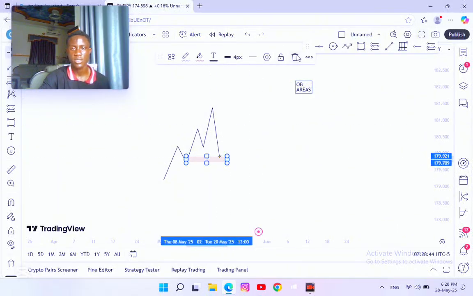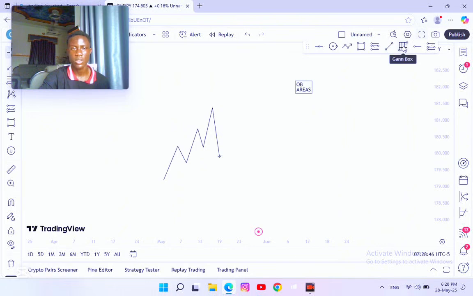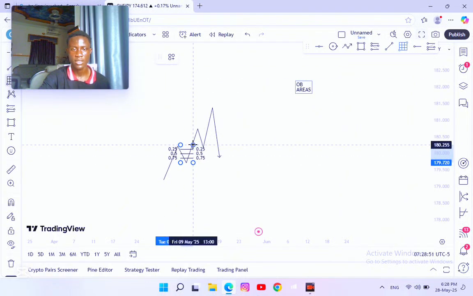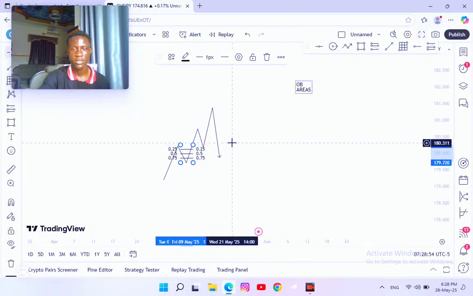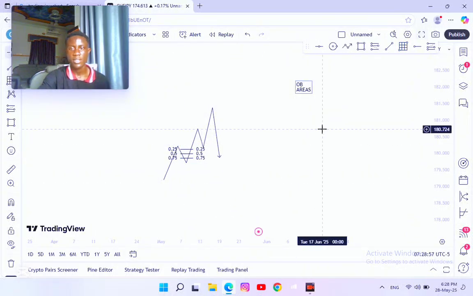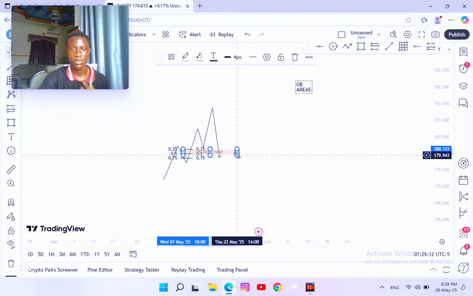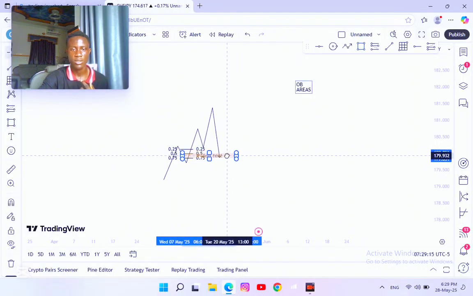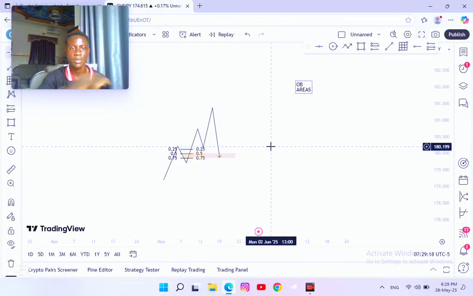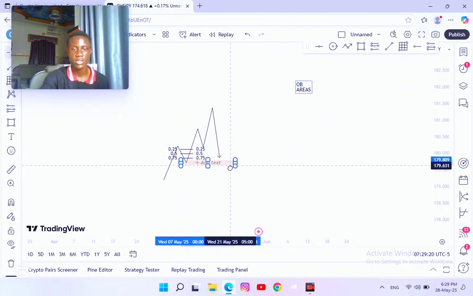So this is it. I'll take this gang block to here, then I'll measure from the low to the high. So these are the areas I'm going to use, which means the order block will automatically be mapped out for me. I just need to choose the one I'm going to use. I'll either use this one as another block, or this one, or I'll use the last one.